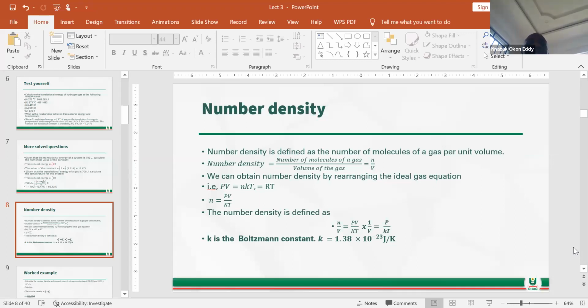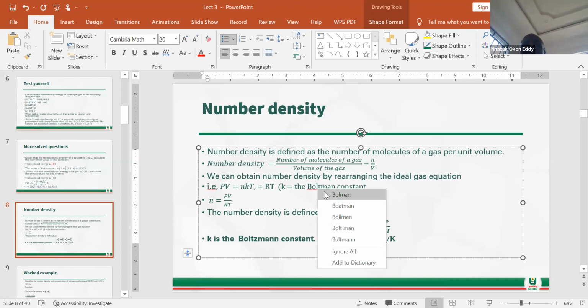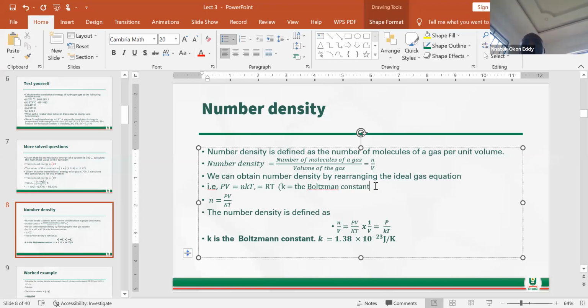Now, look at the ideal gas equation. PV is equal to NkT. That is equal to RT. What do you mean by NkT? N, k, where k there is equal to the Boltzmann constant. If you multiply the Boltzmann constant by the Avogadro's number, the factor is now R.